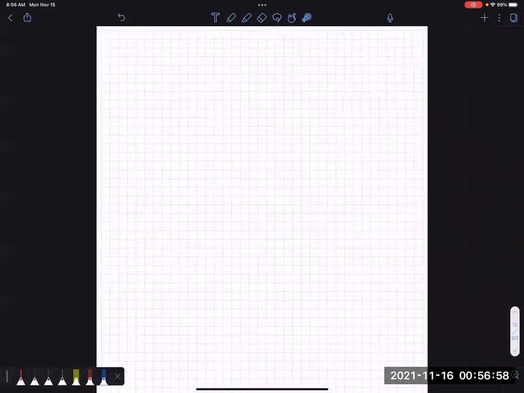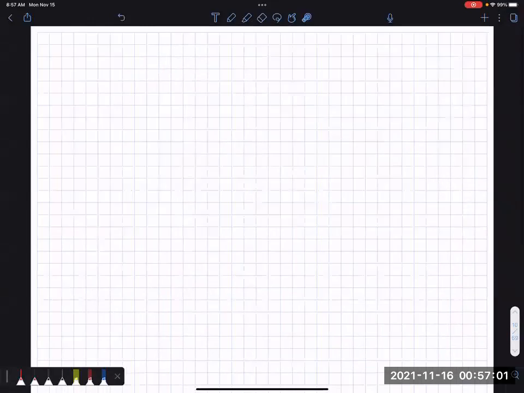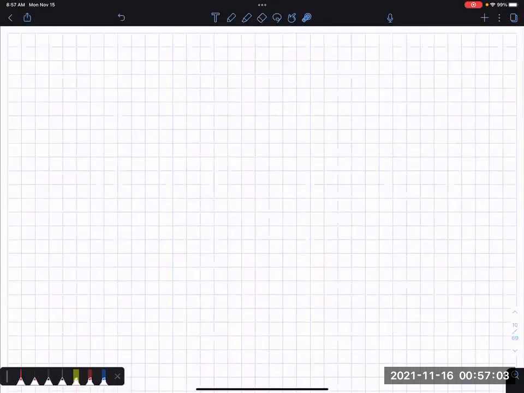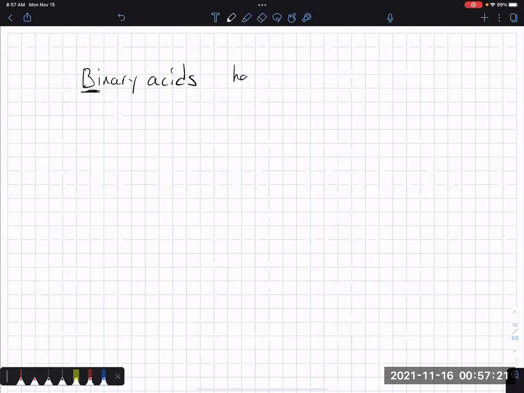All right, quick little detour here for how to name acids and bases. There are two basic types of acids and bases. The first, and the simplest to name, are binary acids. And those are acids, as the bi would suggest, that have two elements. Some examples would be HCl, HBr, HF, HI.